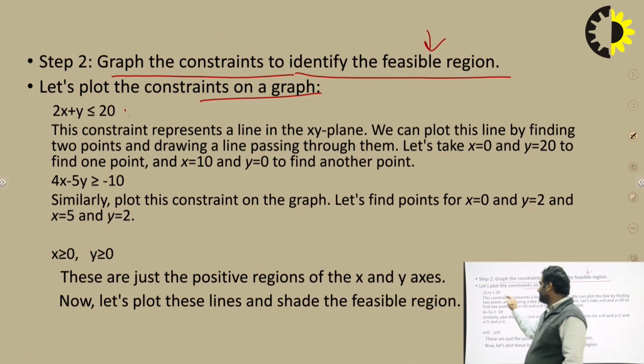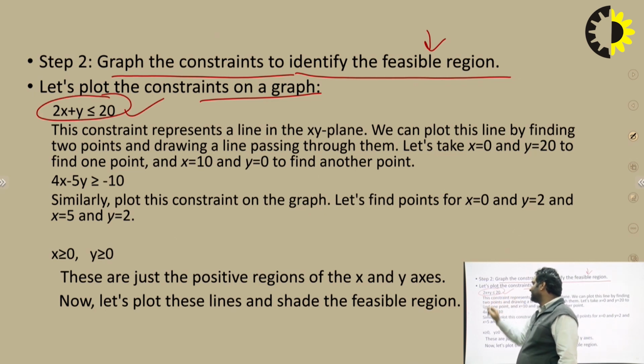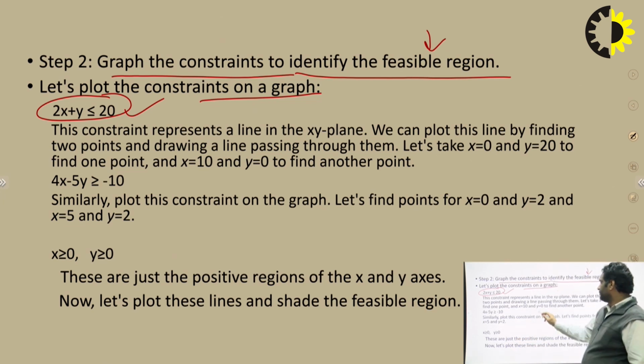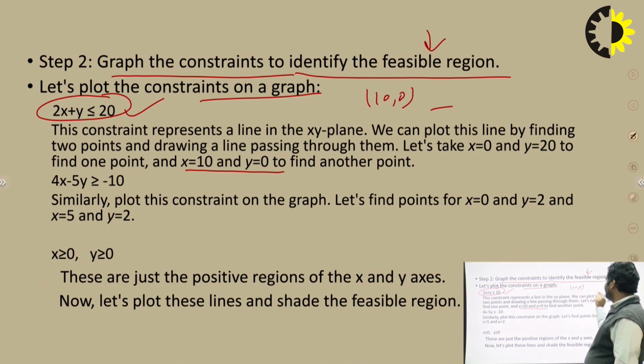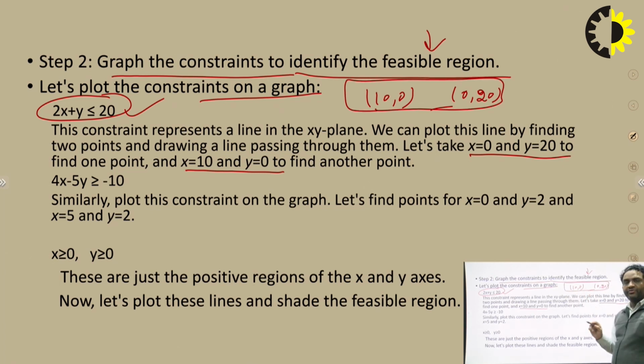First inequality, or we can say the first constraint, that is 2x plus y less than or equal to 20. So we have 2 points. First is 10, 0. This is our first point. And then we have the second point, that is x equals 0, y equals 20, so 0 and 20. So these are 2 points. By connecting these 2 points, we get one line. Suppose this is our graph.